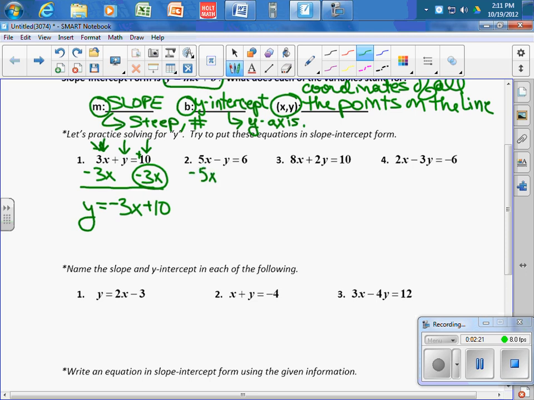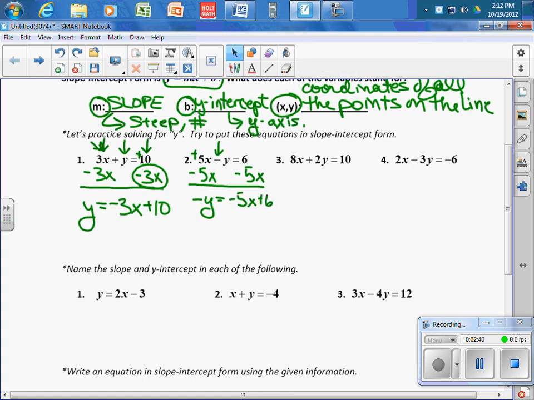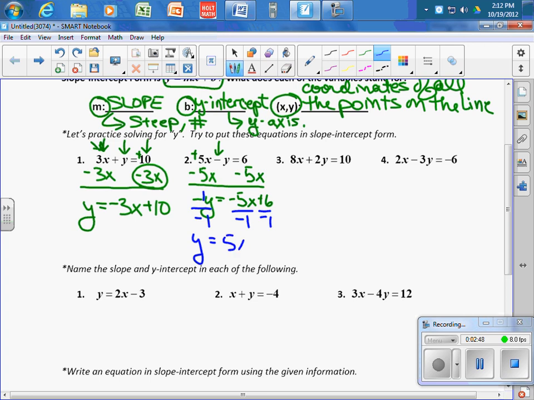Subtract 5x. Now, if you're thinking add 5x because of the minus sign, keep in mind that the minus sign goes with the y. The 5x is positive, so you subtract 5x from both sides. That leaves you with the opposite of y is equal to negative 5x plus 6. What you'll do next is divide by the coefficient negative 1, the coefficient of y. You'll divide by negative 1 and get y is equal to 5x minus 6. This is now in slope-intercept form.